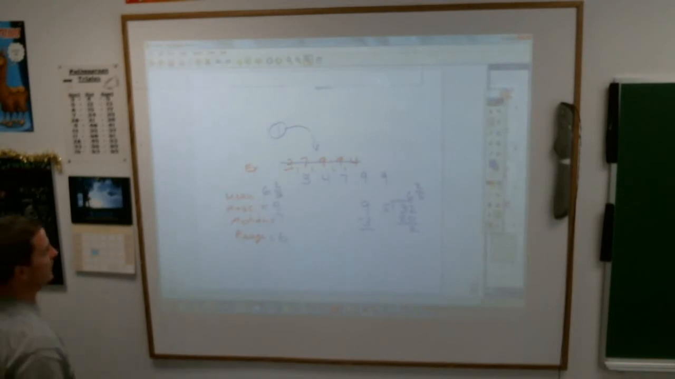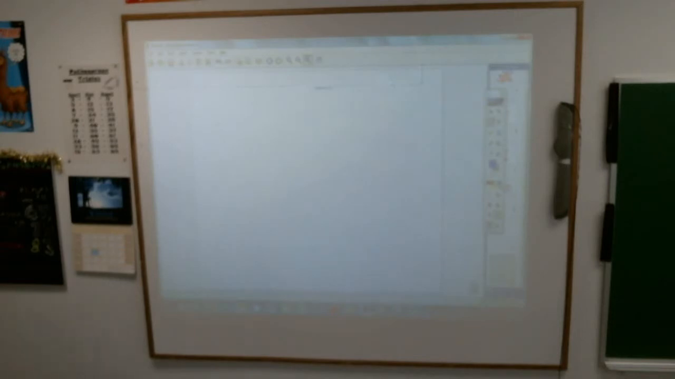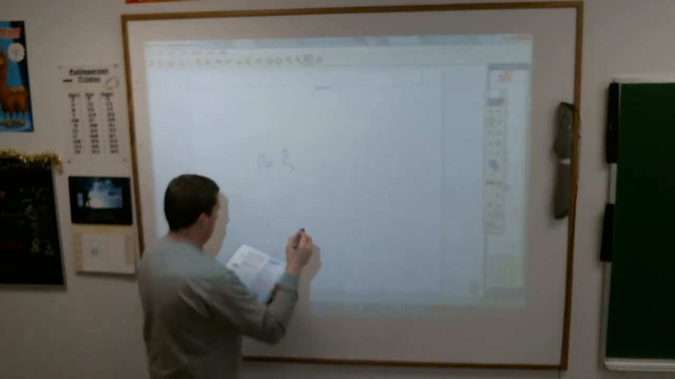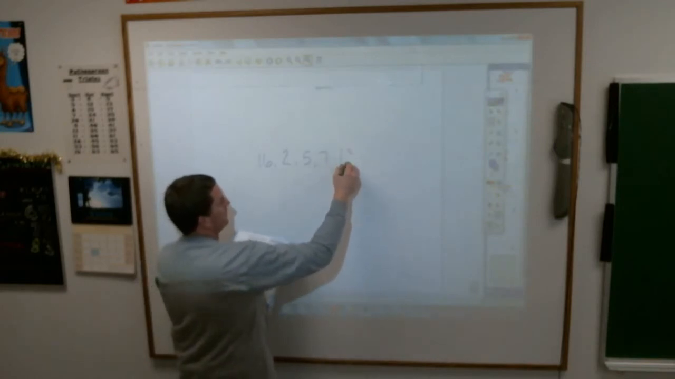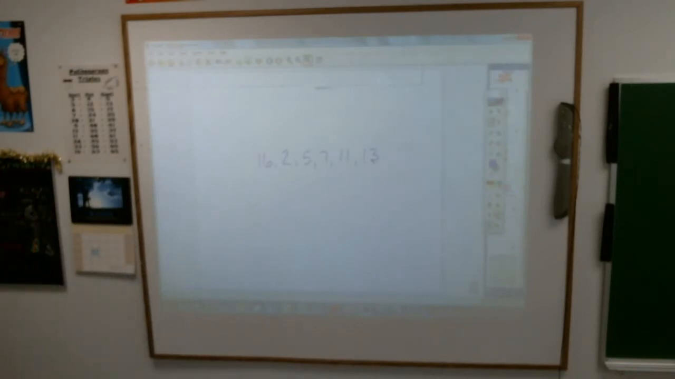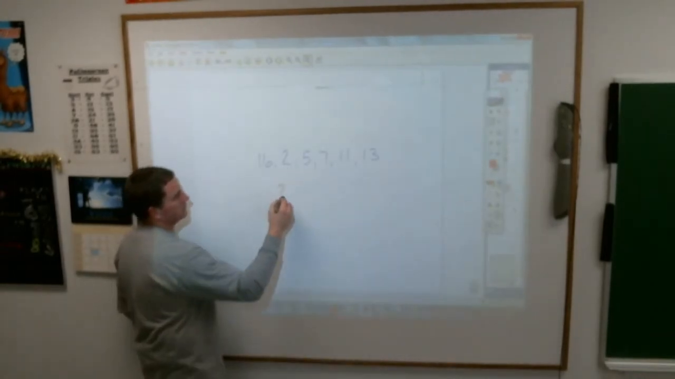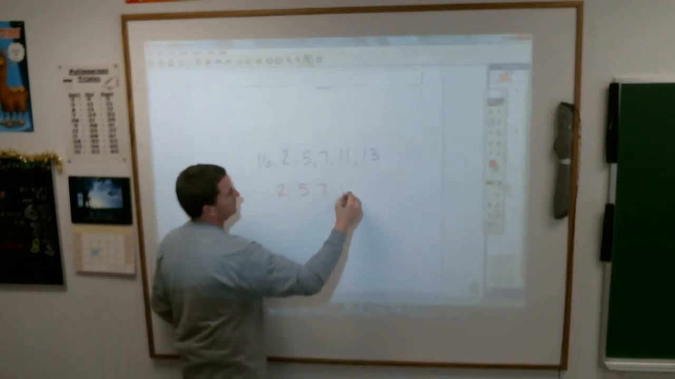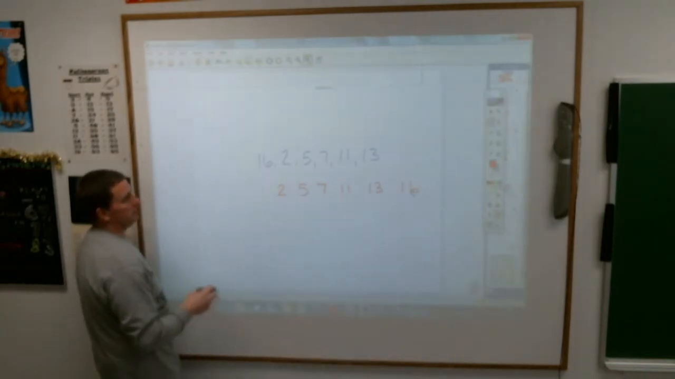Now I'm going to do one more because we have to talk about this one. We'll practice letter B in the book. 16, 2, 5, 7, 11, 13. What's the first thing I have to do? Maggie? Arrange them from least to greatest. So what's my smallest one? Looks like it goes 2, 5, 7, 11, 13, 16.